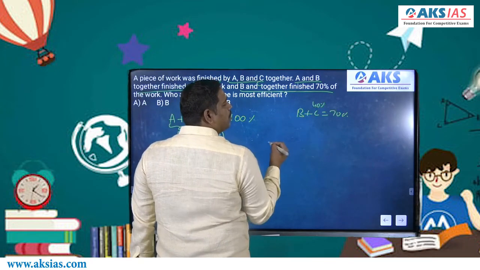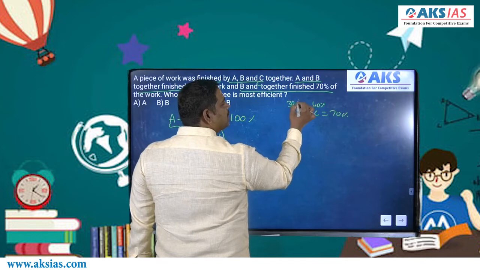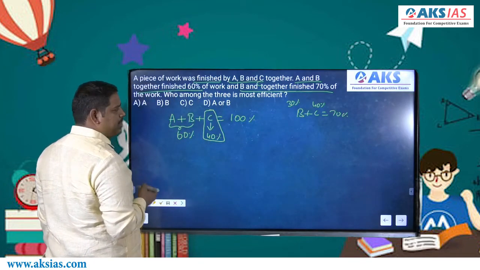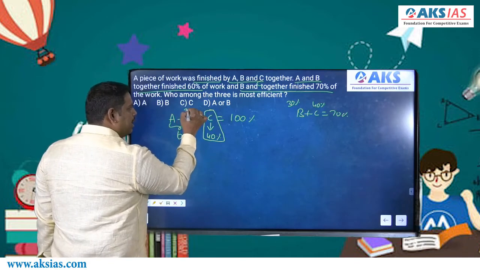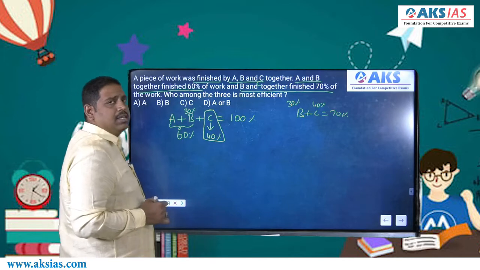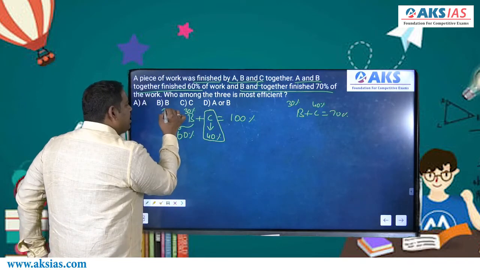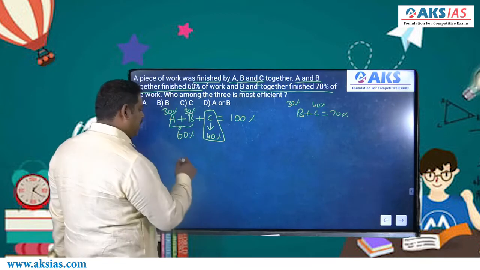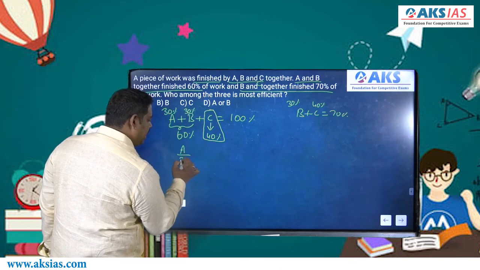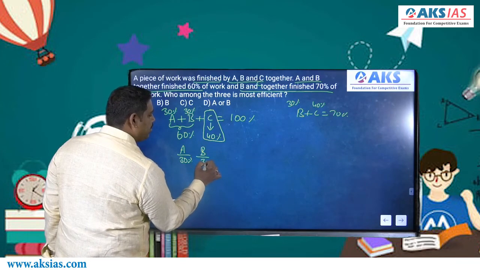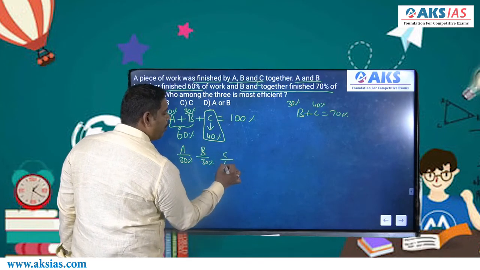C is how much percent? 40. That means B completed how much percentage? 30%. Sir, I am substituting here. B completed 30%. Sir, A, B together completed how much percentage? 60%. That means A also completed how much percentage? 30%. So finally I am writing here, in the piece of work, A completed 30% of the work, B completed 30% of the work, but C completed 40% of the work.